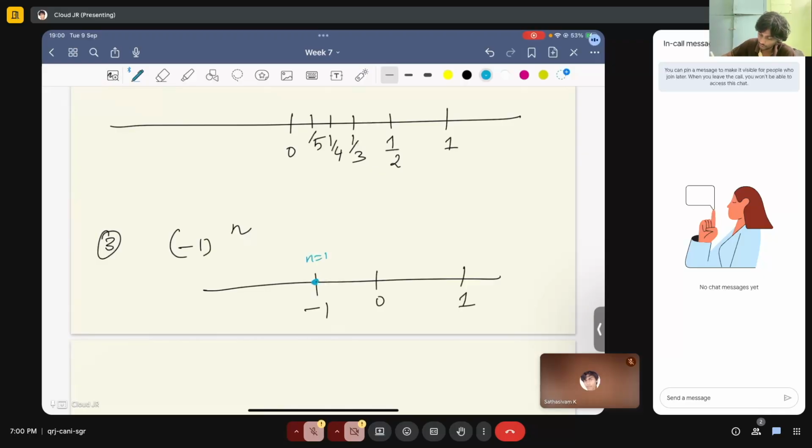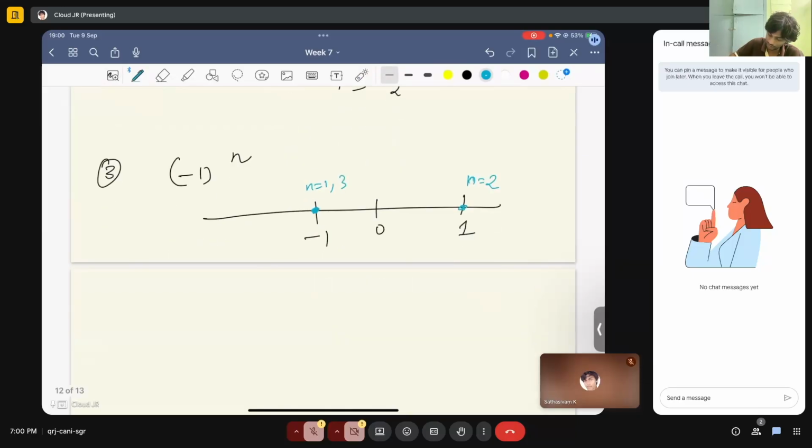When n equals 2, it goes here. But when n equals 3, it comes here again, right? When n equals 4, it goes here. n equals 5, it comes here. So this sequence jumps from here, here, here, here. It keeps on jumping, right? So it's oscillating. This kind of sequence is called an oscillatory sequence, and this sequence also does not converge.